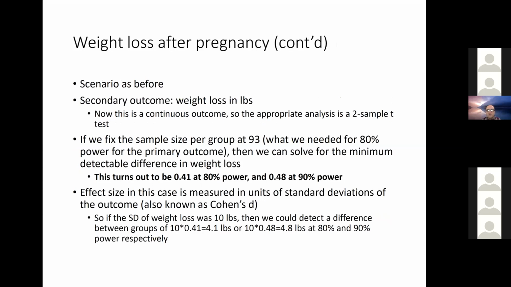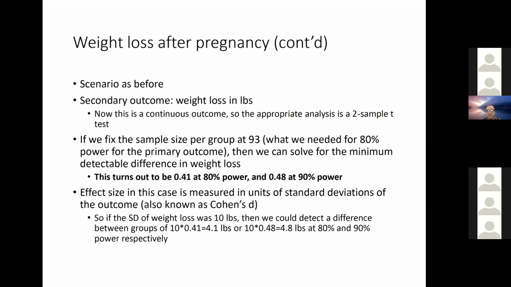So another way to look at this data would be to have weight loss continuous. You don't have to assume that weight loss is normal, but if your sample size is large enough, even if it's not a normally distributed outcome, you can apply the two-sample t-test. This would be the same as running a linear regression model with weight loss as the outcome, and a variable in the model for treatment group. So your beta for the treatment group variable would equal the difference in means between these two groups.